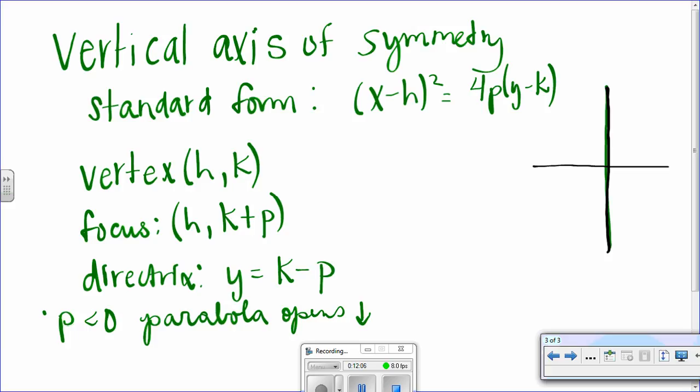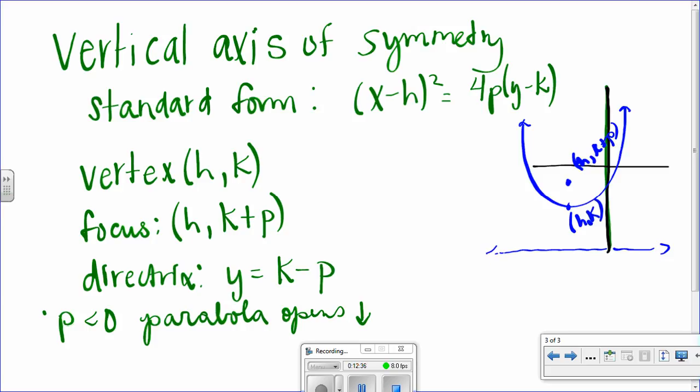Alright, so what we're looking at, I'm just going to draw a parabola. That's (h, k), that's your vertex. Your focus would be here at (h, k plus p). Your directrix would be down here at y equals k minus p.